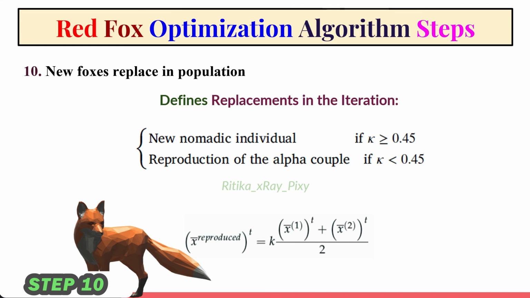Either the new individual is a nomadic individual or it is the reproduction of the alpha couple. So in the first case, it is assumed that the new family member become migratory fox and move outside of the area in search of food and chances to reproduce within their herd. So here the random places are chosen from the search space individually in the habitat. Second case, the reproduction from the alpha couple.